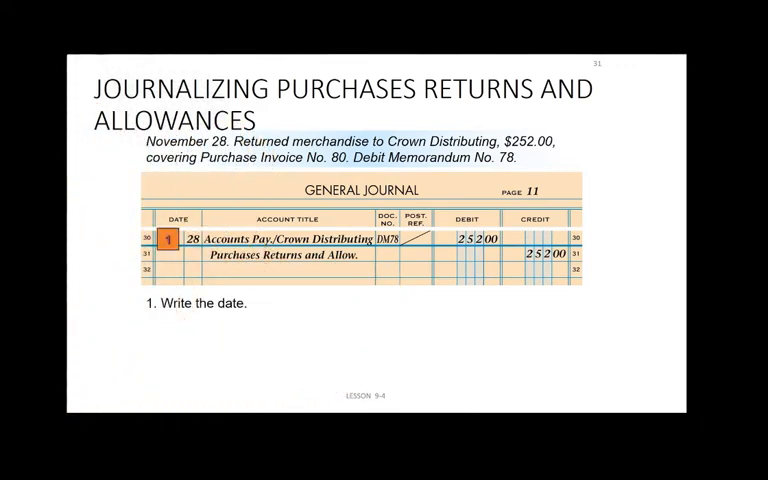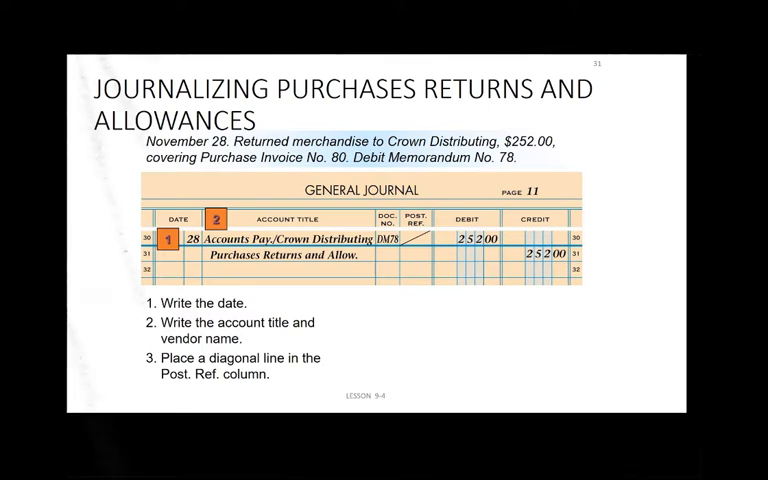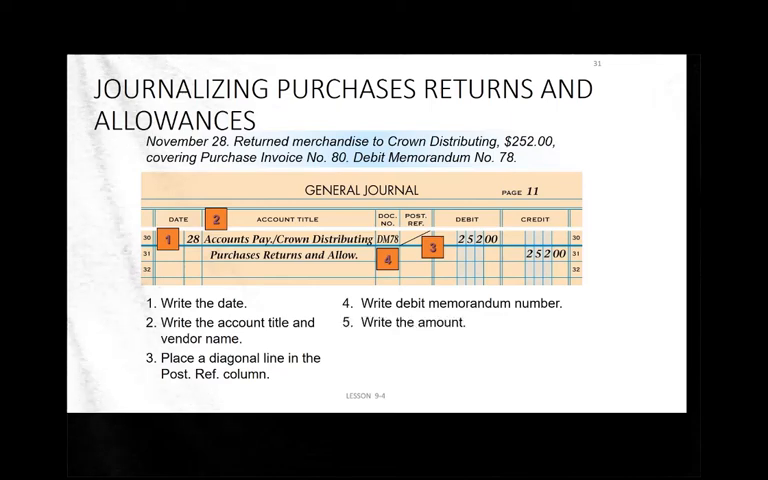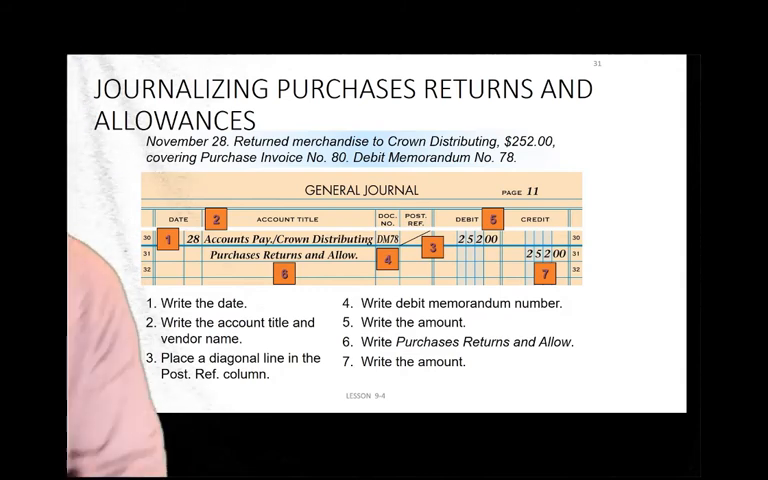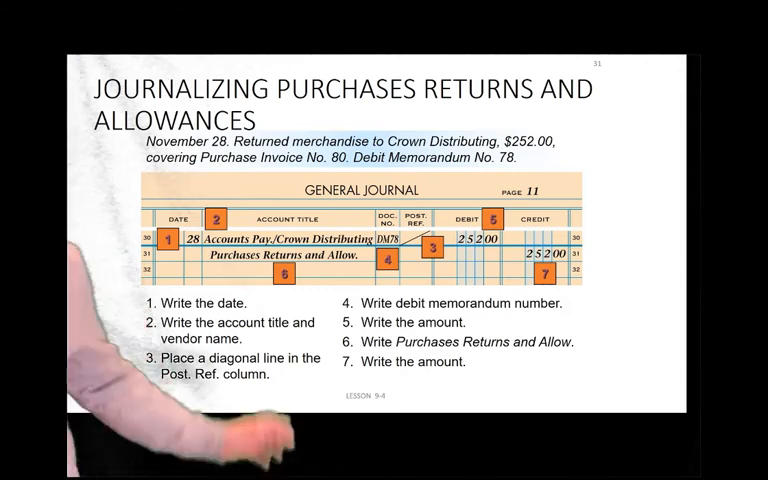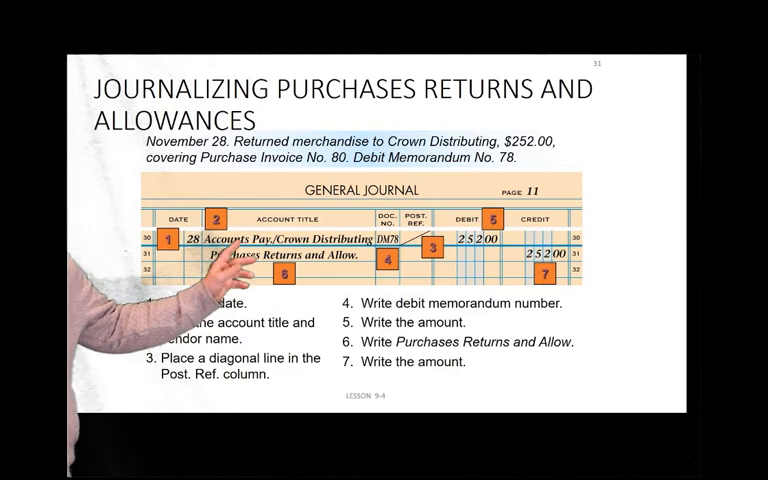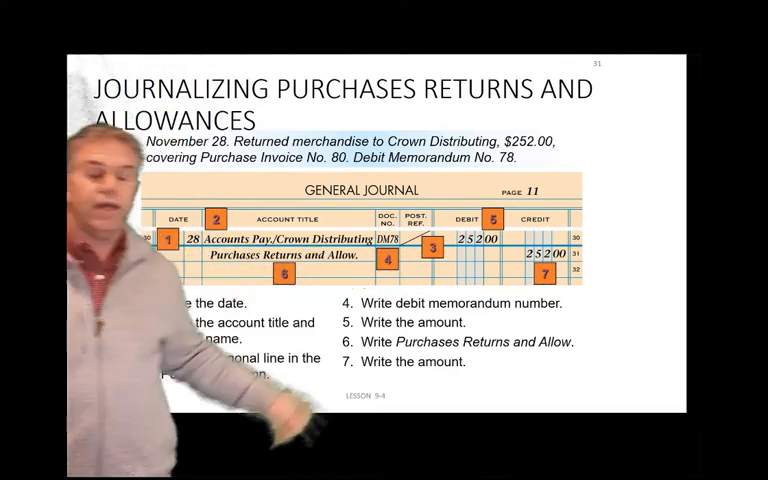So again, how do I do this? I'm going to write the date. I'm going to write the account title, the vendor name, and run a diagonal line in the post reference column. I'm going to write the debit memorandum number. I'm going to write the amount. I'm going to write the purchase returns and allowances, and then I put the amount there. Very, very simple, very straightforward, and I'm good there. Again, just a couple things here: it's purchase returns and allowances. Remember your slash, and that should help you.